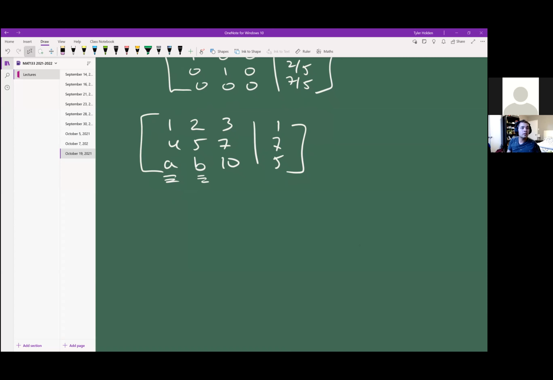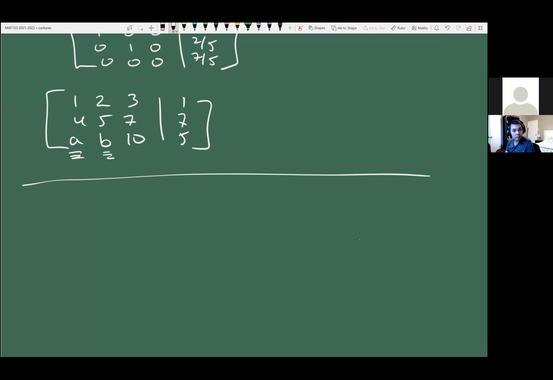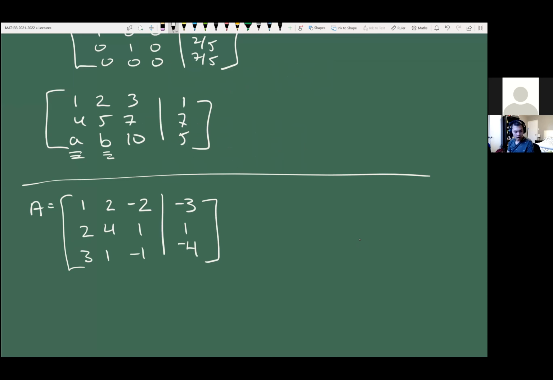So the matrix was, I'm actually just going to use Octave to remind me what the matrix was. So the matrix was A equals [1, 2, -2, -3; 2, 4, 1, 1; 3, 1, -1, -4]. I'm going to need the higher rows here. Okay, so let's row reduce this by hand.